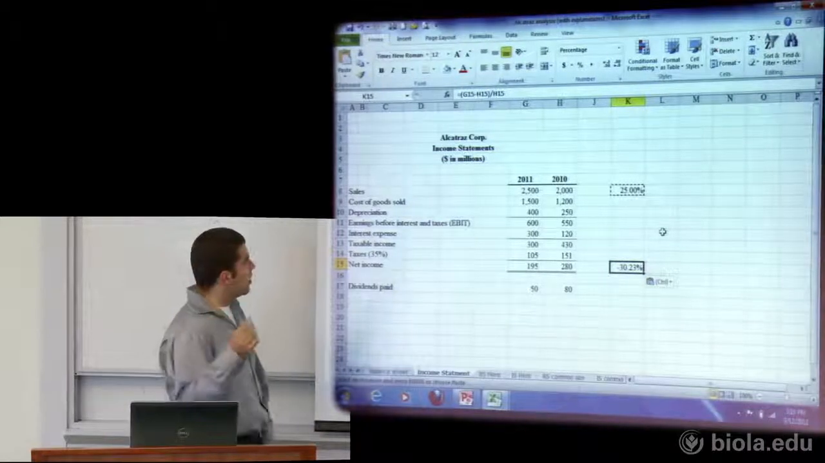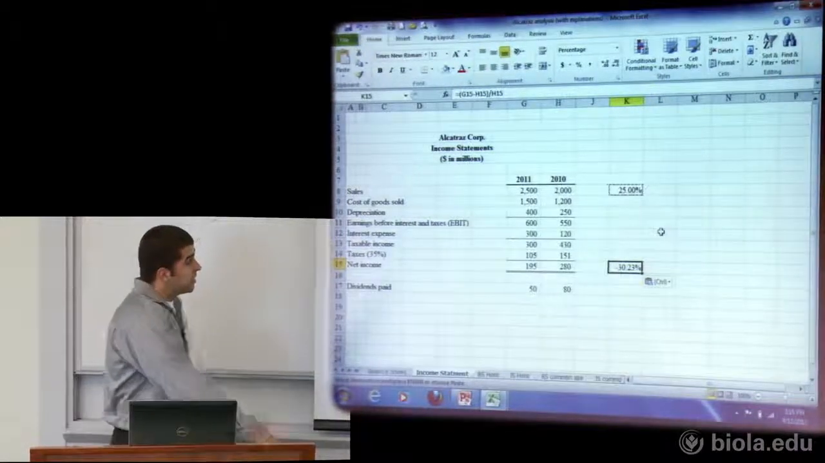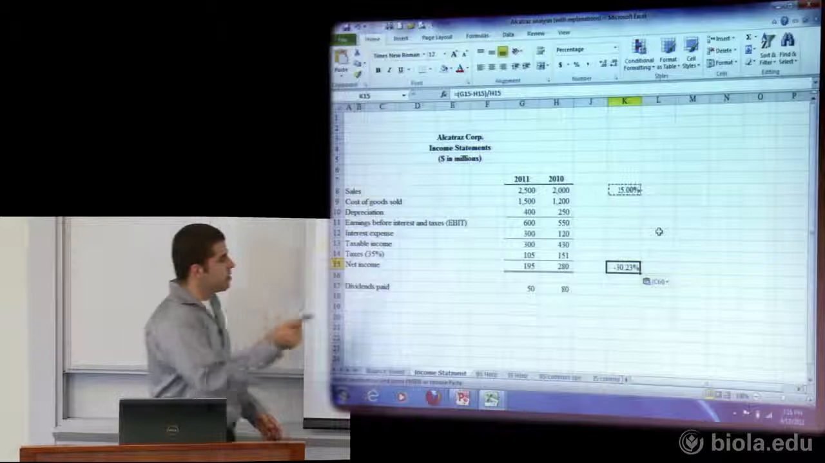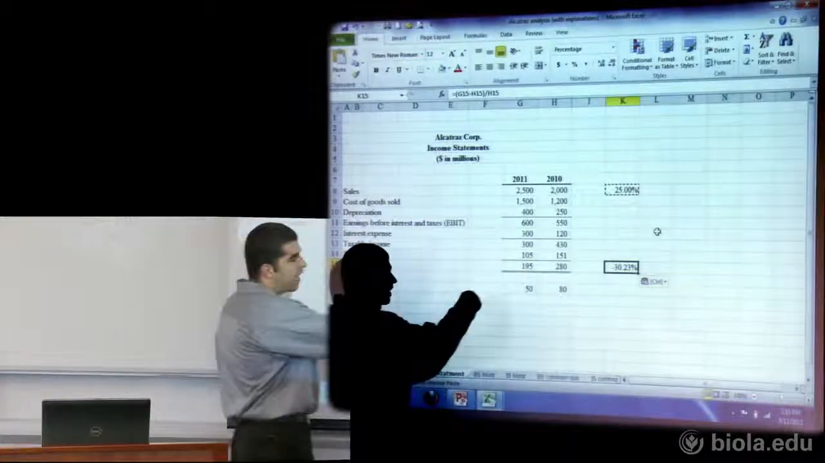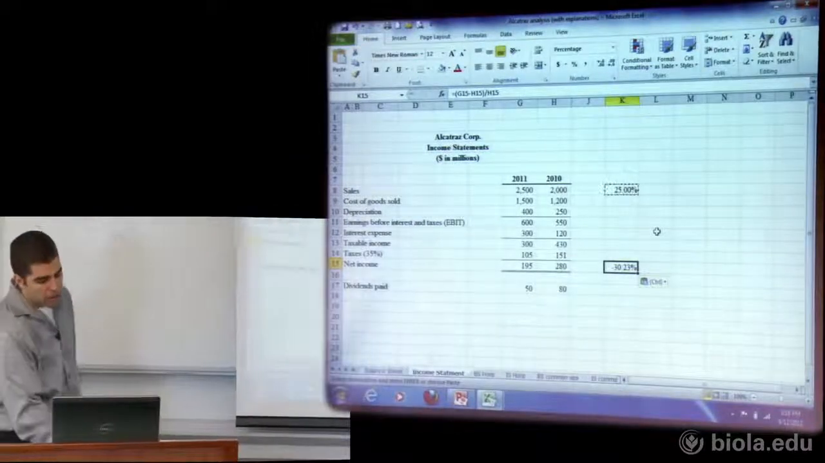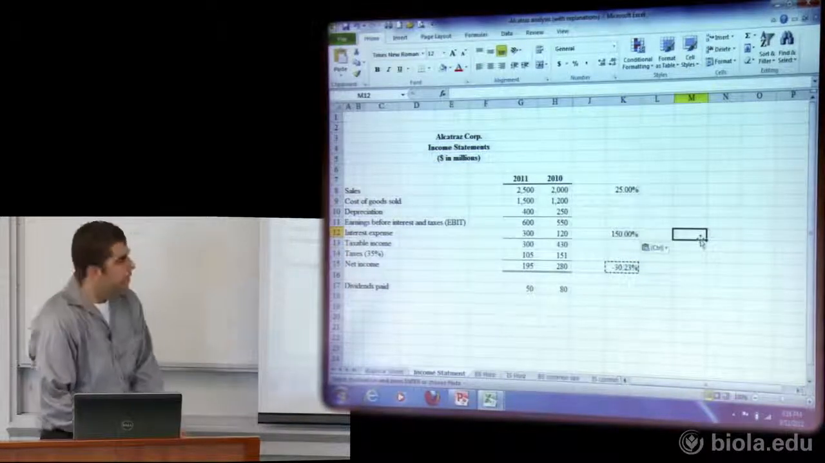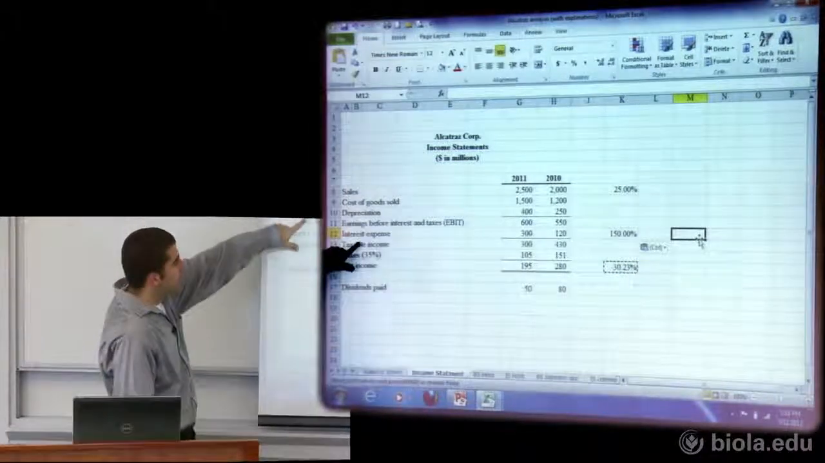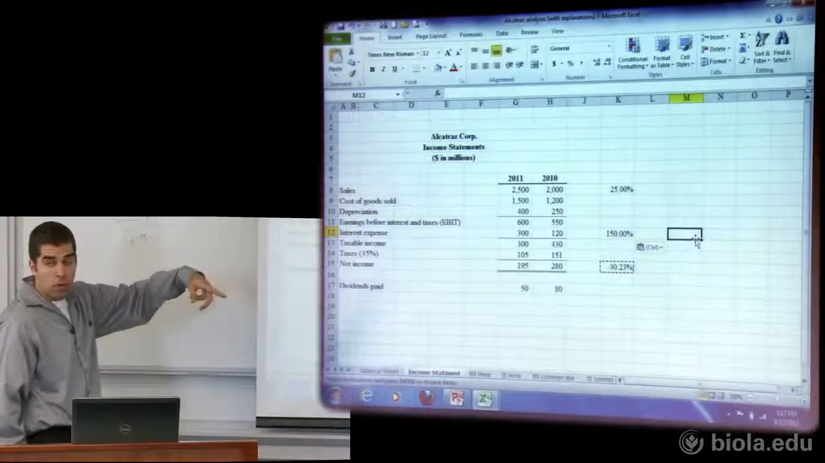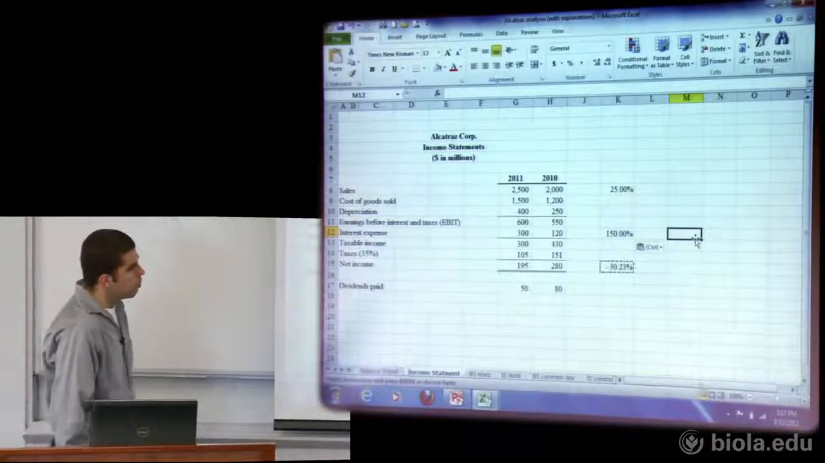Kent? Interest expense is up 150%. Okay, interest expense is way up. So we could ask the question, if we started here on net income and we dropped down 30%, why are we dropping down 30%? What is changing? Let's copy that up to interest expense there. Big jump here. We have significantly more interest expense than we did before, 150% more than 2010.